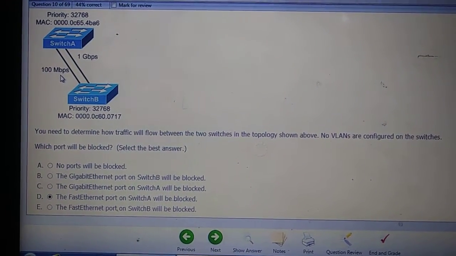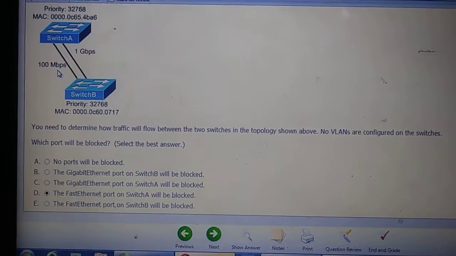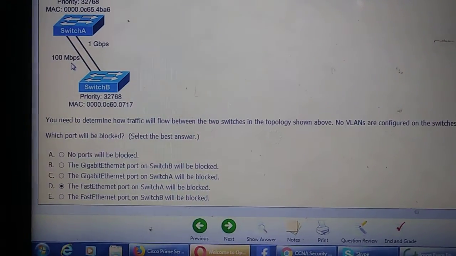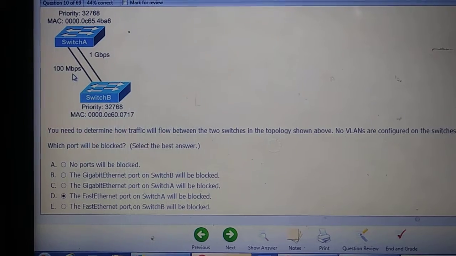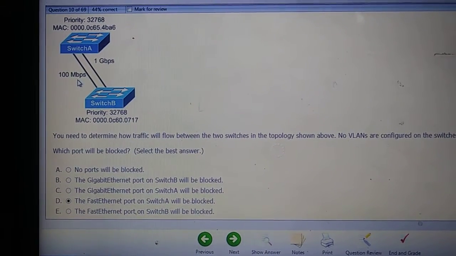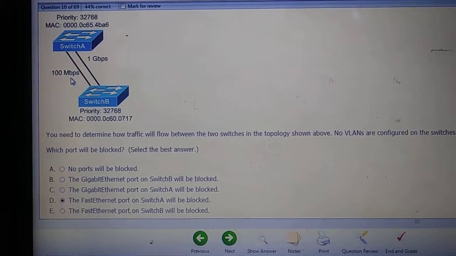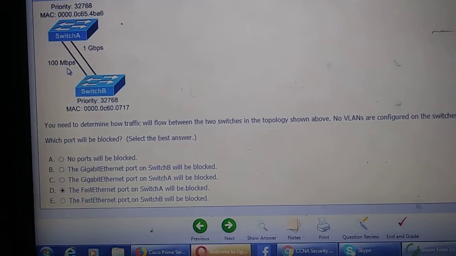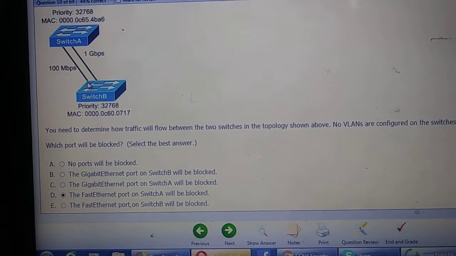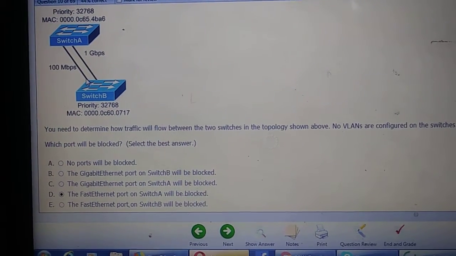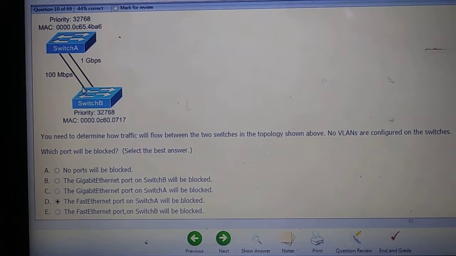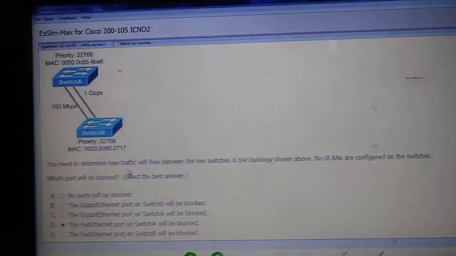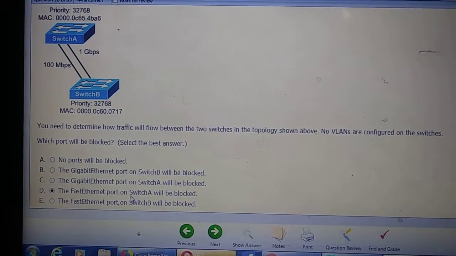Now, will it be blocked? Yes, it will be blocked because, and this goes back to the STP port path cost, each port has a path cost associated with it, and 100 megabits per second is 19. Okay, the fast Ethernet port on switch B will be blocked? Again, the fast Ethernet port on switch B will not be blocked because it is a designated forwarding port, because the port is on the root bridge. Okay, so the answer would be D. The fast Ethernet port on switch A will be blocked.